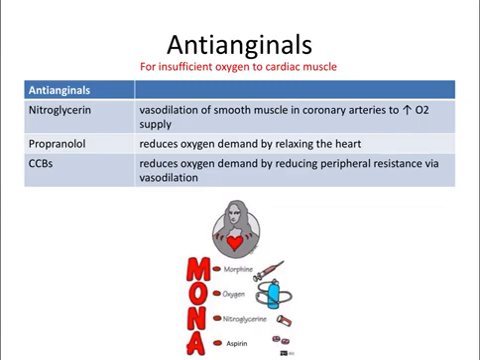So there's a lot of overlap here between the autonomic nervous system and, as we'll see, among these cardiovascular drugs, because now we see calcium channel blockers, which we use as an antihypertensive, can also be used as an antianginal. These calcium channel blockers can reduce oxygen demand by reducing peripheral resistance by vasodilation. So same mechanism, but now it has two different functions.